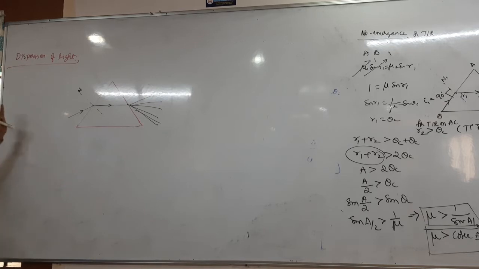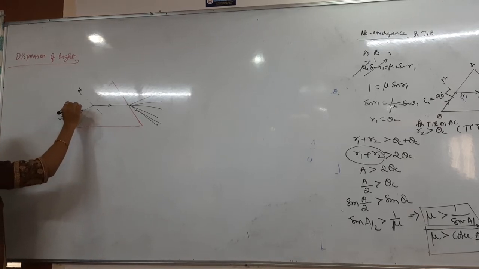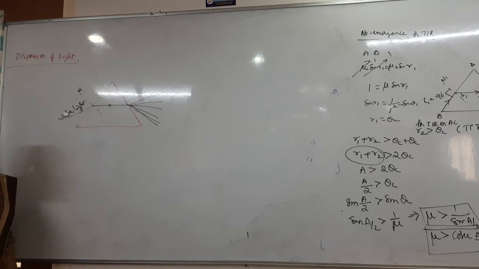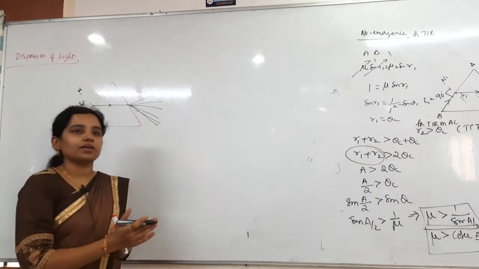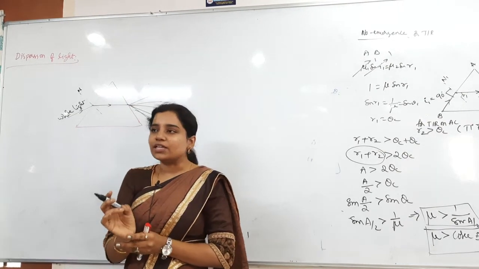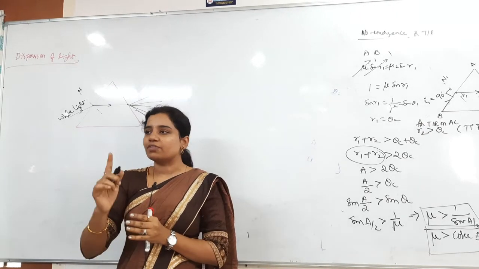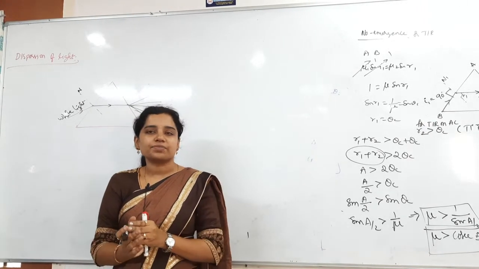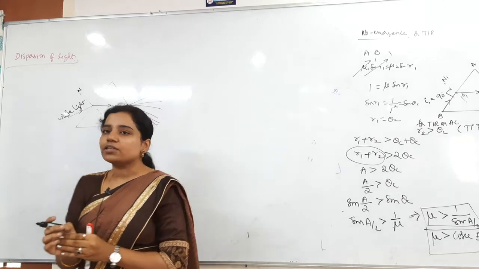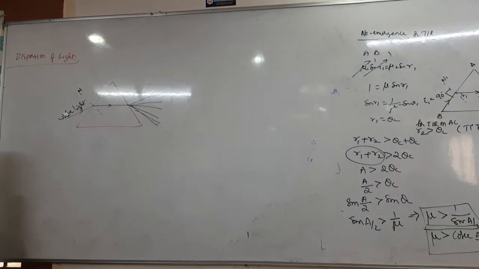So first, what is dispersion? Whenever I make white light incident on the prism, the emergent light comes out as a number of colors, the VIBGYOR colors. So that is the dispersion of light. One white light is dispersing into a number of colors. That is the dispersion of light. In this, first of all, there will be the angle of dispersion, or dispersion angle, we call it.